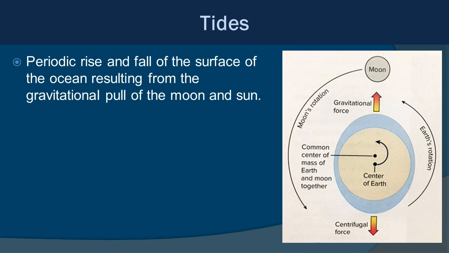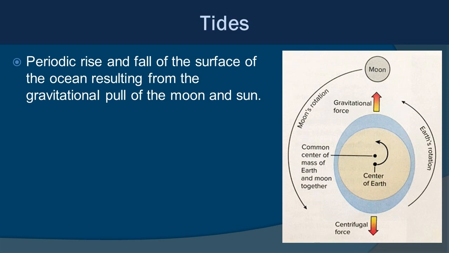Now, first, notice the central dot in the middle of the Earth. Also notice the center of mass of the Earth and the moon together. These two dots are not the same. As the moon rotates around the Earth, that center of mass is going to rotate as well. Now check out that arrow pointing towards the moon that says the gravitational force.